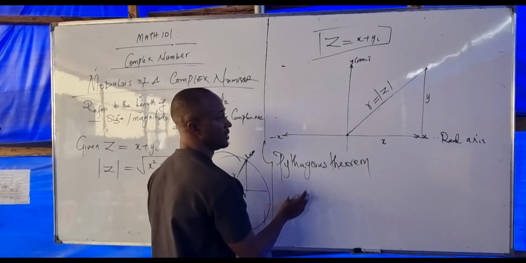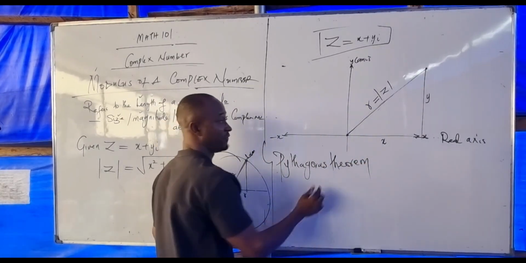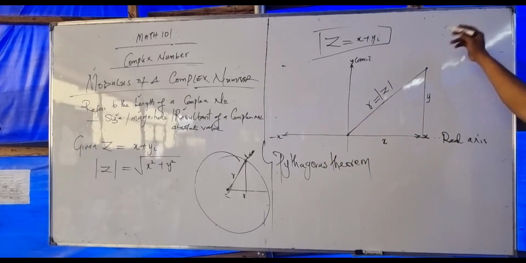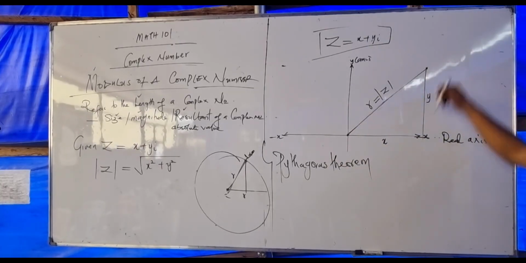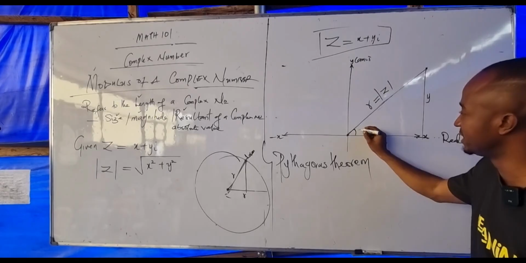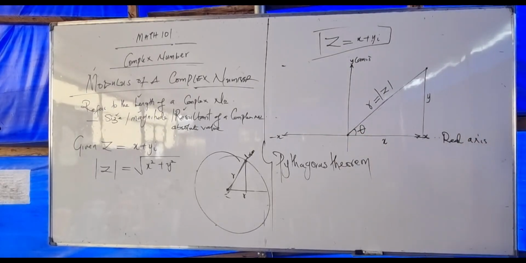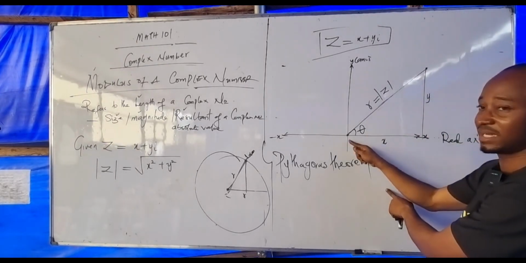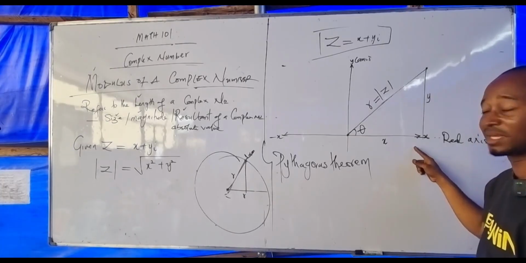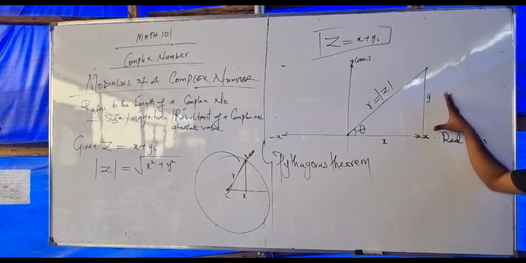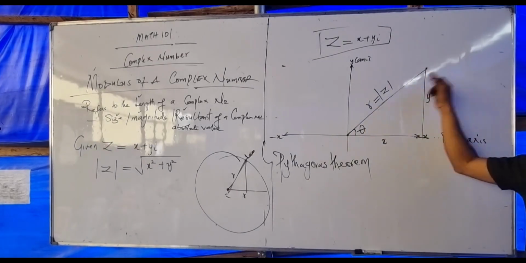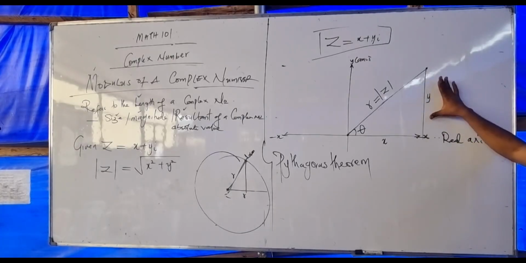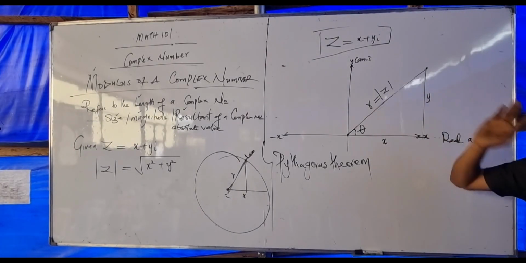The theorem says the square of the hypotenuse equals the square of the adjacent plus the square of the opposite. If the angle is here, if I have an angle theta, where's my opposite? This, y. Where's my hypotenuse? The longest side. Where's my adjacent? x. Any side facing the angle is called the opposite, the longest side is called the hypotenuse, and the other side is called the adjacent.